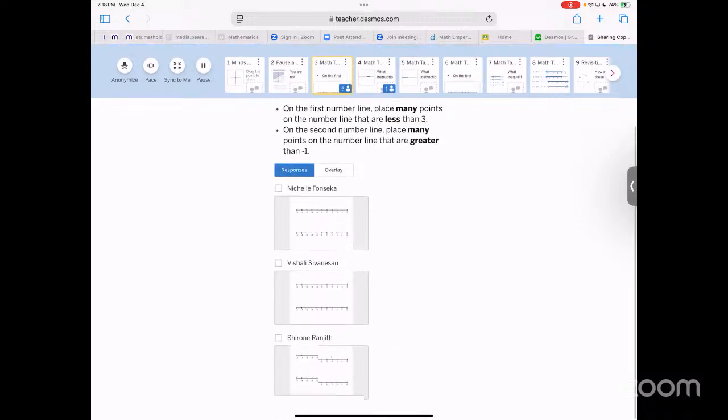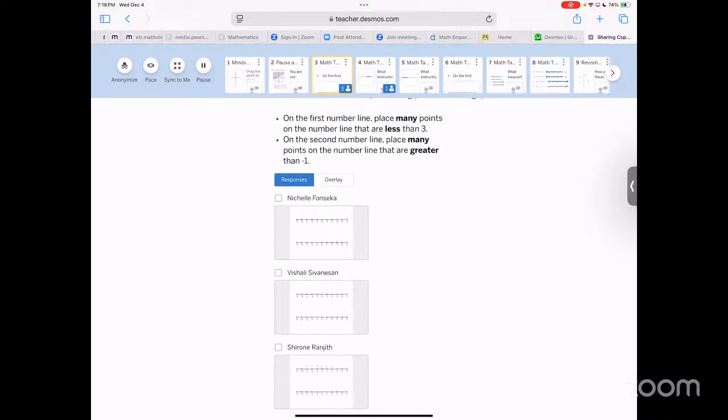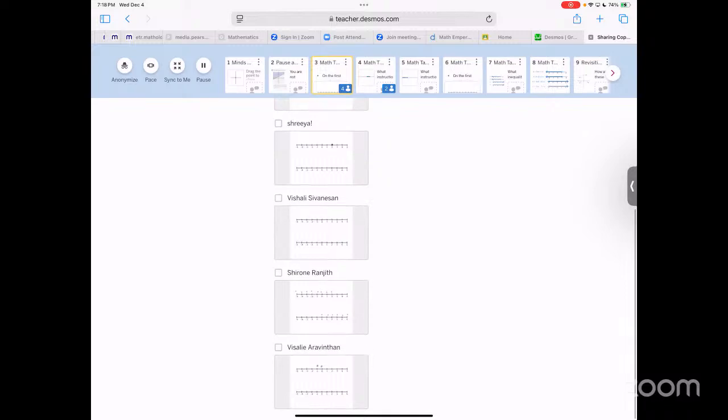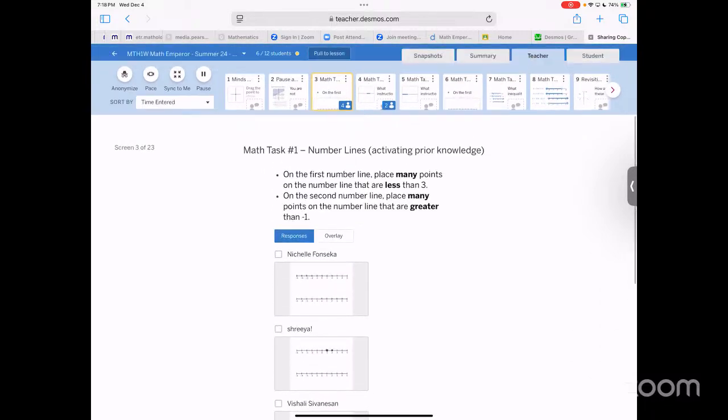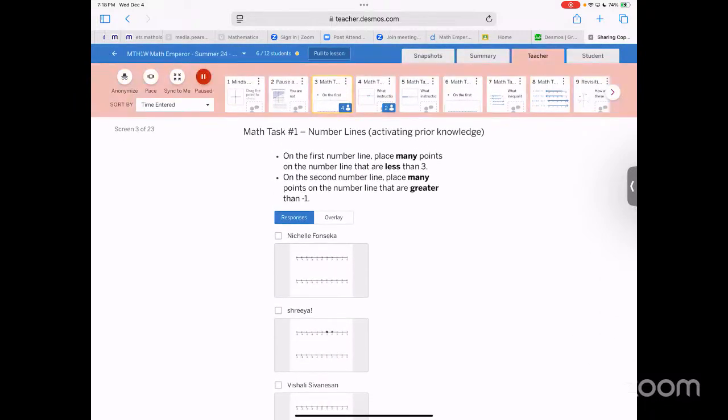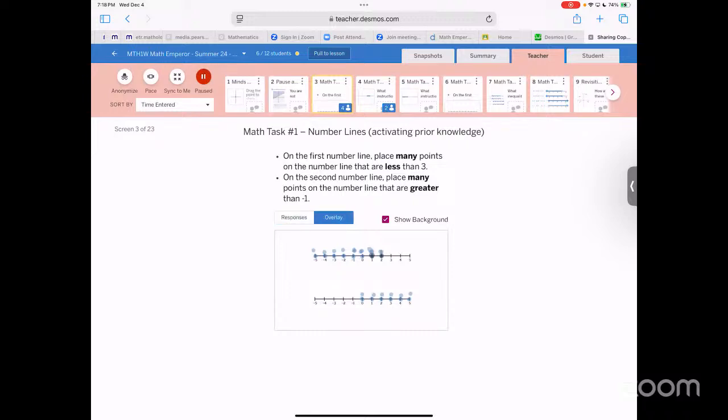So let's see how many of you have done it. I only see Nishal, Vishali, and Shiron. I'm not sure what's going on with the other folks. You done? All right. Are you guys done? All right. So I'm going to post my task. I'm going to overlay it.